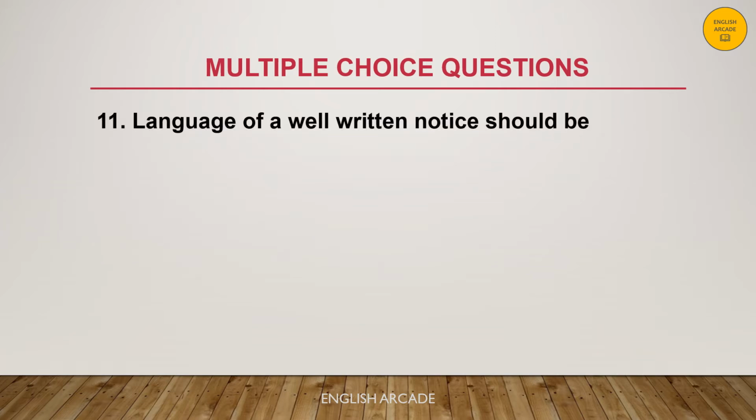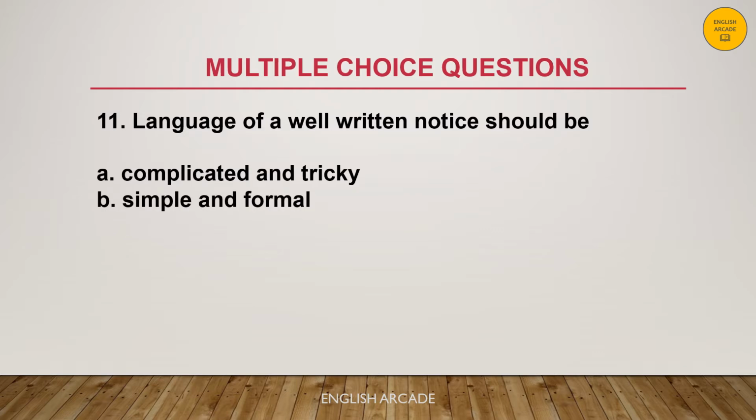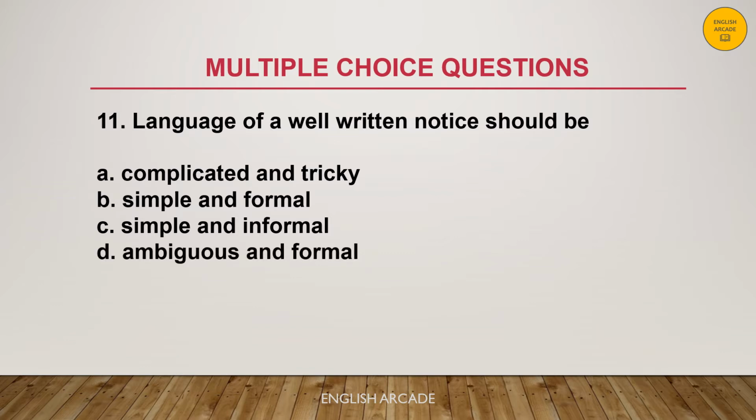Question 11. Language of a well-written notice should be A, complicated and tricky, B, simple and formal, C, simple and informal, D, ambiguous and formal. So, my dear friends, the correct answer is it should be simple and formal. The language of a well-drafted notice should never be complicated, tricky, ambiguous, or informal. It should always be very simple but formal because notice writing is a formal writing skill.